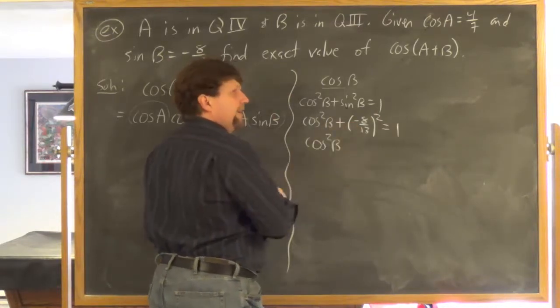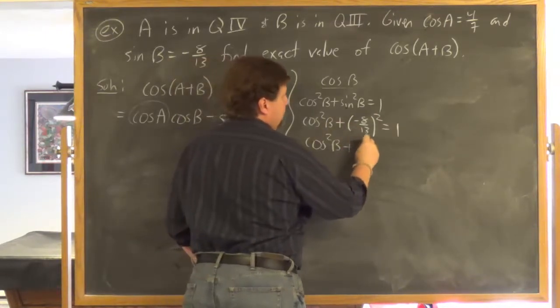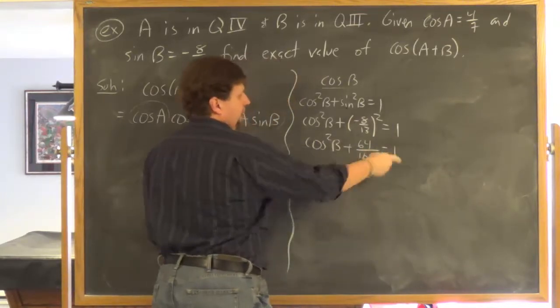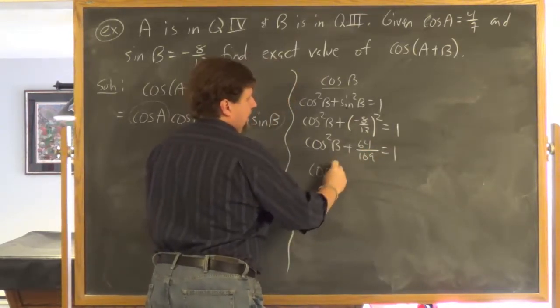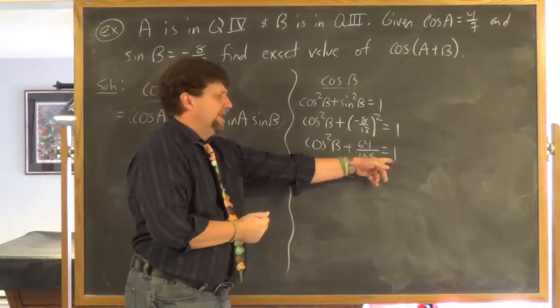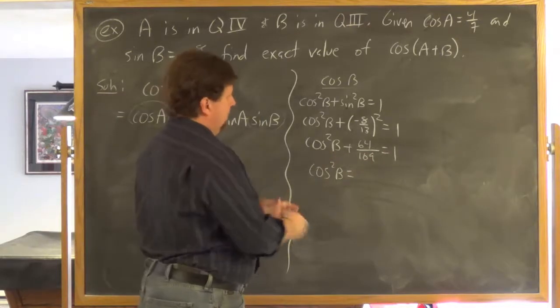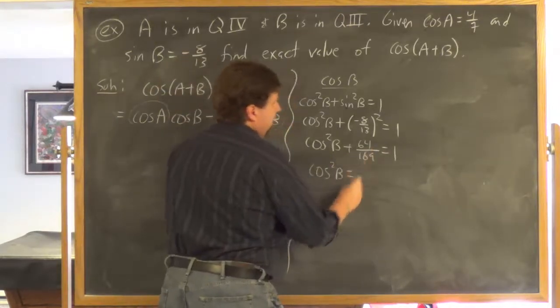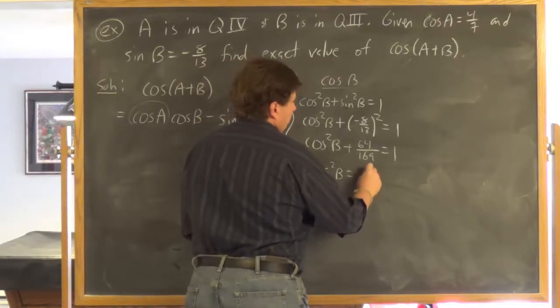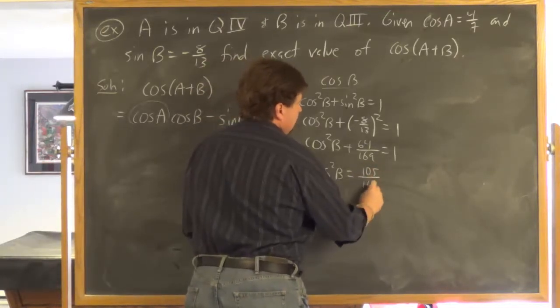Now let's see, negative 8/13 squared, that's 64 over 169. Subtract 64 over 169 from both sides of the equation. So 64 over 169 subtracted from 1. And boy, what does that give me? Like a 105 over 169.